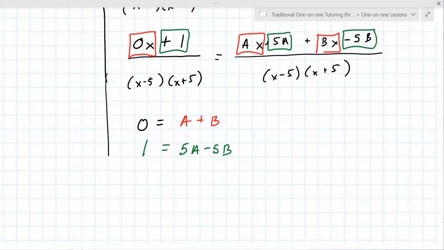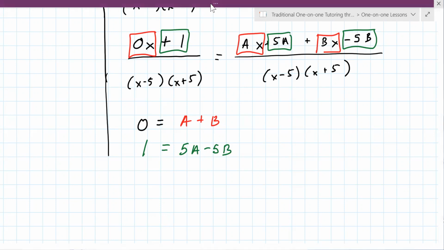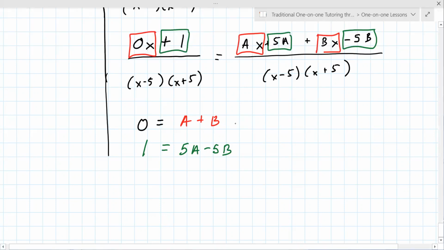So how do you solve systems? Like what's your go-to, if anything, here? I would probably use the top equation to get either a or b, and then plug that in. Sounds good. So let's just solve for a. So a equals minus b.